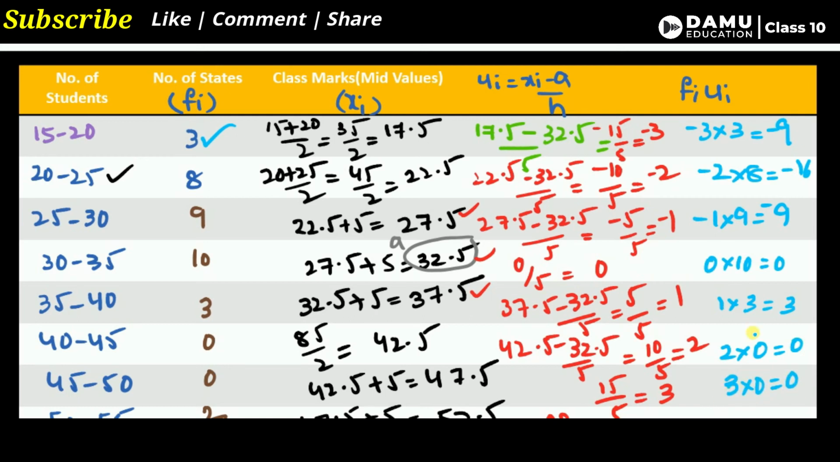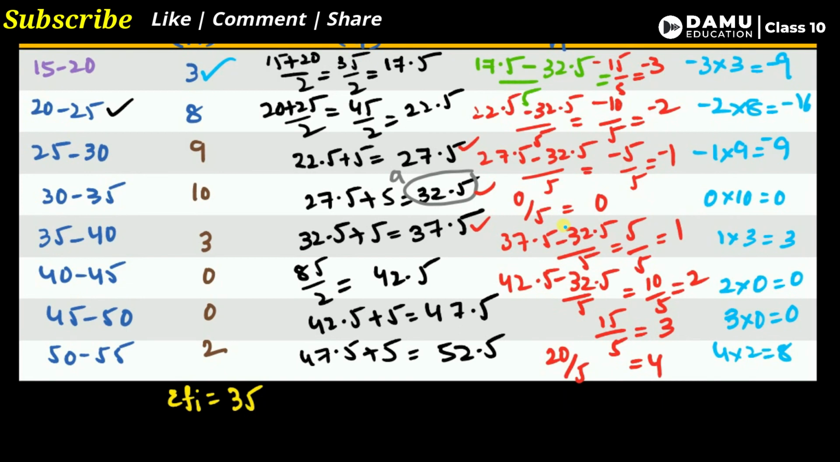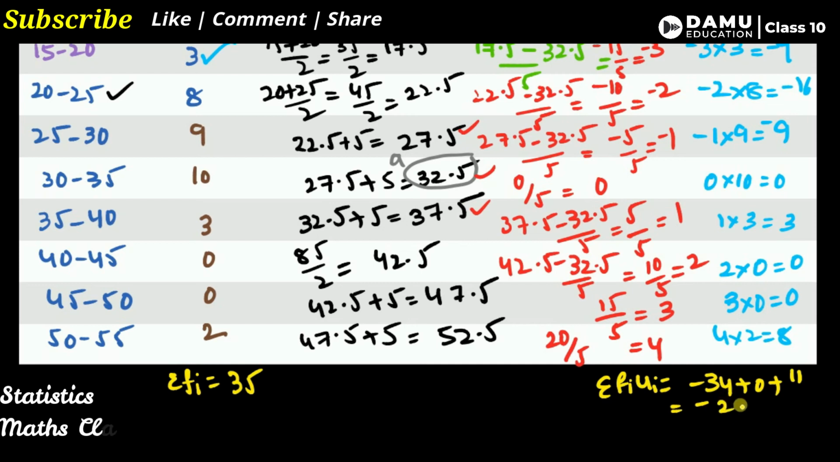Then 3 into 0, 0. Then what is the answer? The final one, we are multiplying the frequencies and the step deviation values. 4 into 2, 8. So if you observe all these values, we need to add summation of fi ui. So let's add all these values. Summation of fi ui is nothing but minus 9 plus 16 plus 9, what answer? So minus 34 plus 0 plus 3 plus 8, we will get 11. So minus 34 plus 11 means minus 23. So summation of fi ui is minus 23. We are getting all these values.